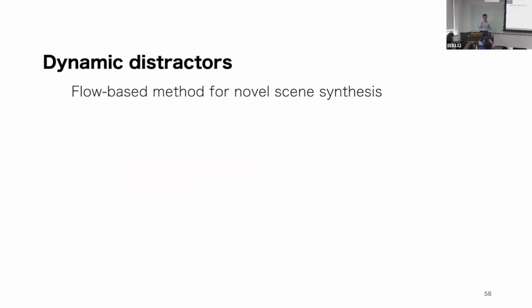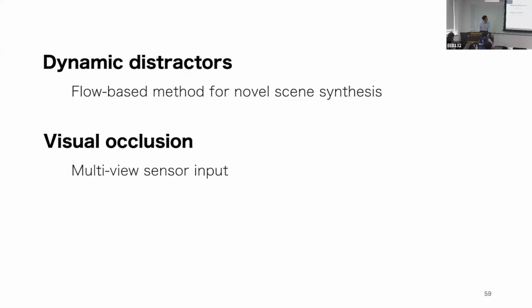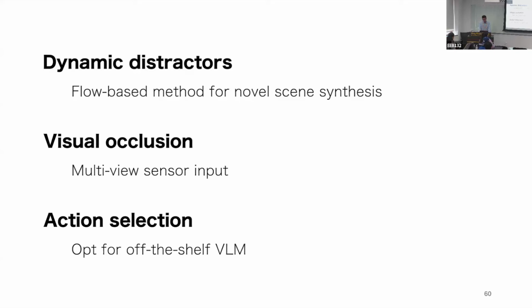While our initial exploration is effective, our method can still be improved in many ways. First, as we mentioned before, we assume static distractors. In the case of dynamic distractors, we can apply something similar to flow-based methods for novel scene synthesis. And if we have visual occlusion, we can introduce multi-view sensory inputs. There are also many ways for action selection. In this case, we only opt for the off-the-shelf one, but there are plenty of other ways to do that.